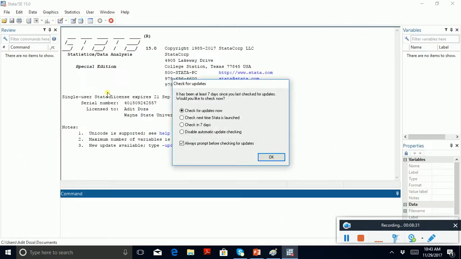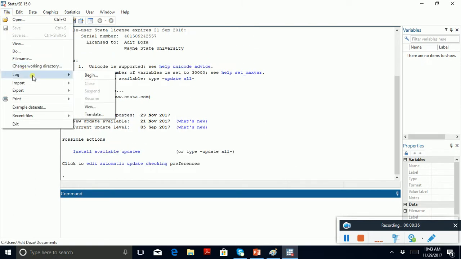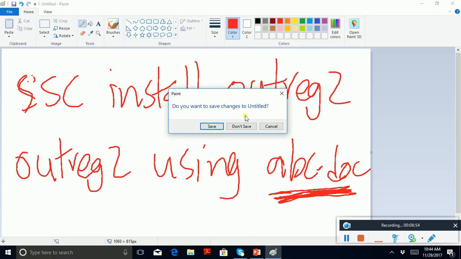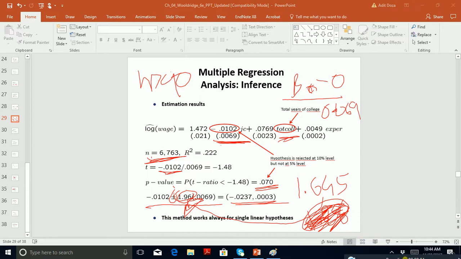Creating a do file is really great. Also creating a log file, you go to log, and then you can choose begin, so it will start tracking your commands and everything you're doing. Just leave it here, we may use it later on. Is that clear to all of you guys?